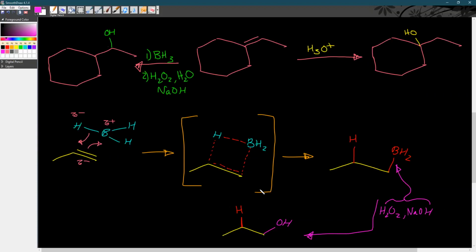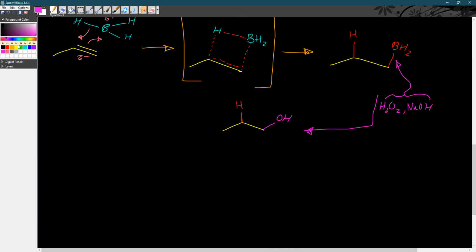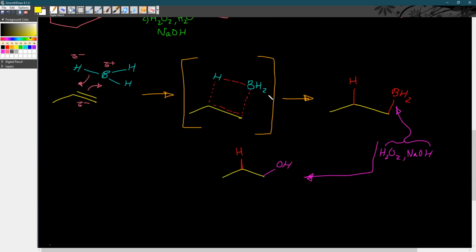This is a really, really big concept, and it's something that I see a lot of professors talk about. This idea of, well, why is this anti-Markovnikov? And it has to do with the charges on the boron. Okay. One thing that is kind of important to talk about is, what happens if you do only the first step? What are you left with, right?